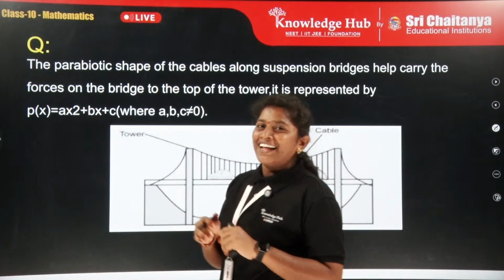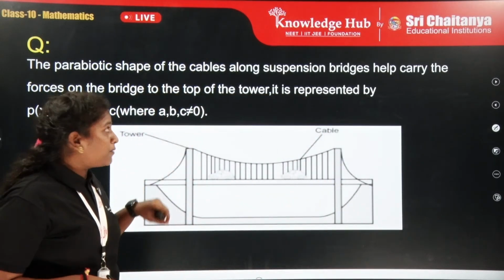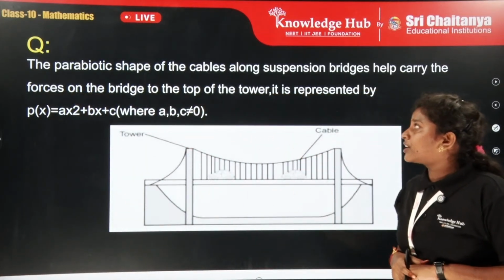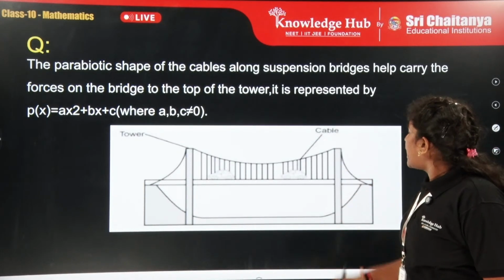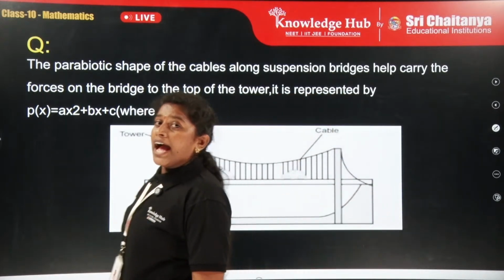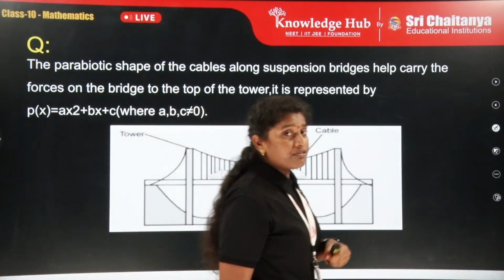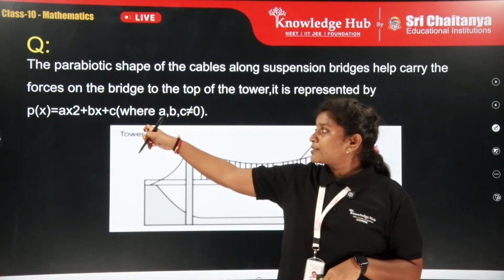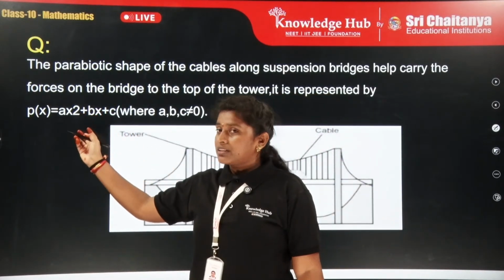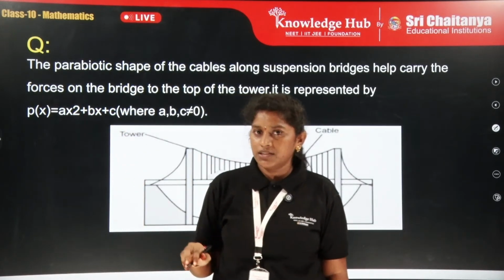But no. Okay. The questions are very easy if you read the information given. So coming to here, they gave that we are having a parabolic shape of the cables along the suspension bridge to help carry the forces on the bridge to the top of the tower. Okay. And coming to here, that force is represented by an equation where P of x is ax square plus bx plus c. If you observe here, our three terms, a, b, c, are not equal to 0.